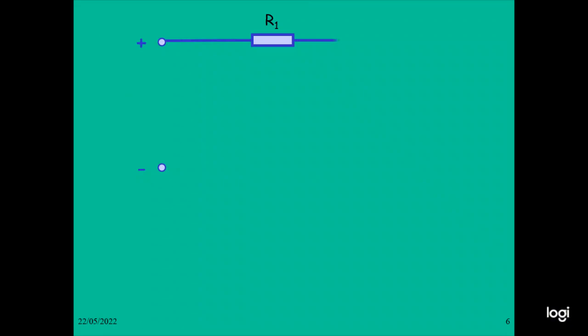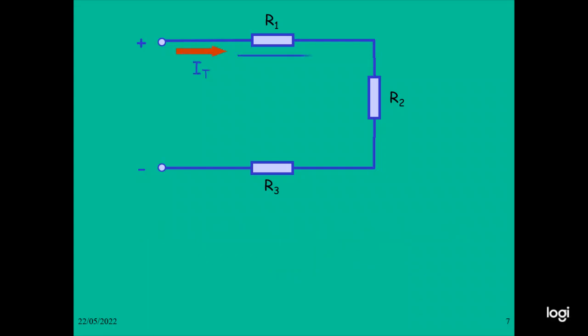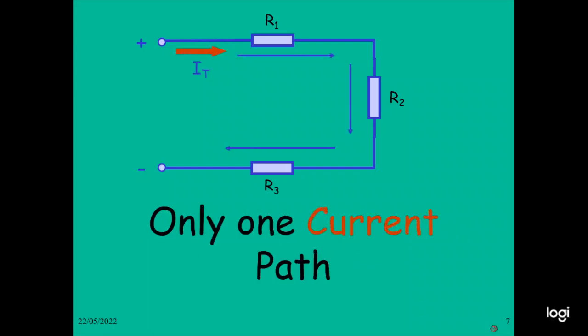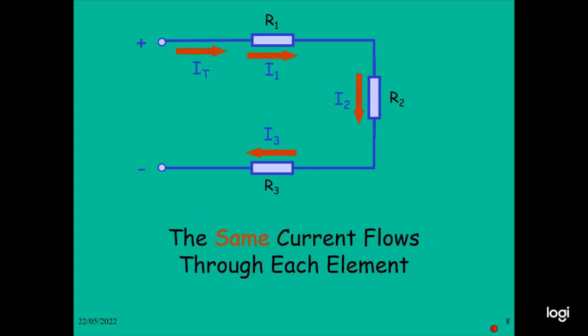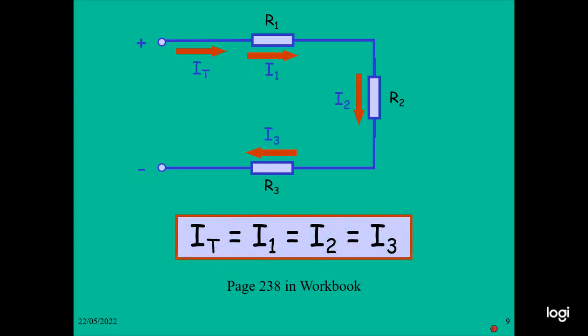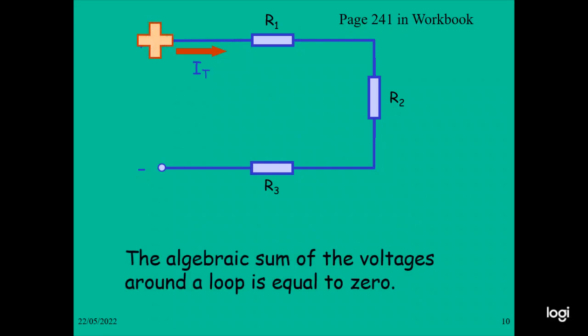So this is the connection of a series circuit: R1, R2, R3 are connected in series. When the electrical current flows, there is only one current path. So the currents I1, I2, I3 are the same. The same current flows through each element, the current IT. IT equals I1 equals I2 equals I3. So this is the current flow rate.